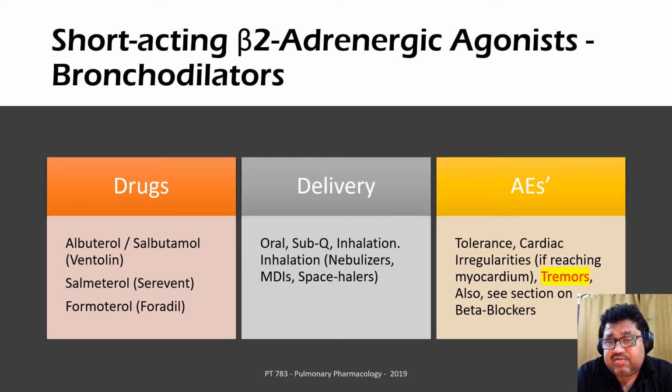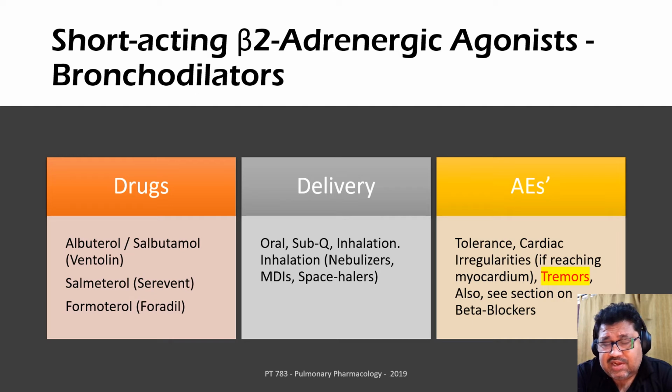Short-acting beta-2 adrenergic agonists are also very effective, rapid relievers of bronchoconstriction. The drugs in this category are albuterol and salbutamol, which are pretty similar drugs sold under the trade name of Ventolin. Then there is salmeterol, which is sold as Serevent, and formoterol, which is Foradil. These drugs can be delivered in multiple ways. It can be oral, subcutaneous, inhalation, and so on.